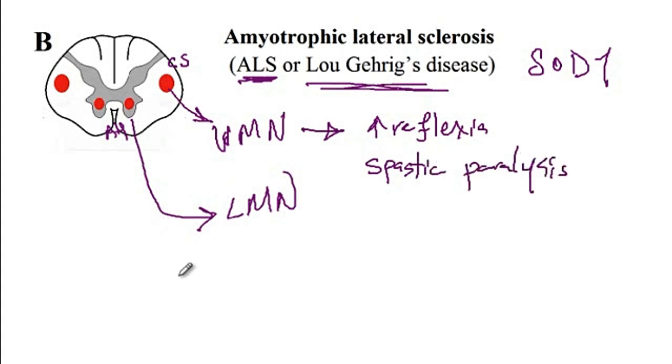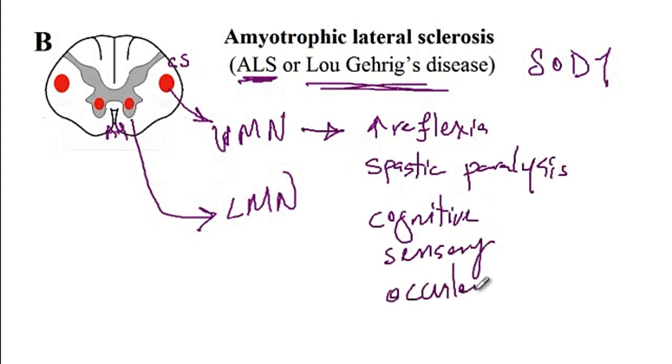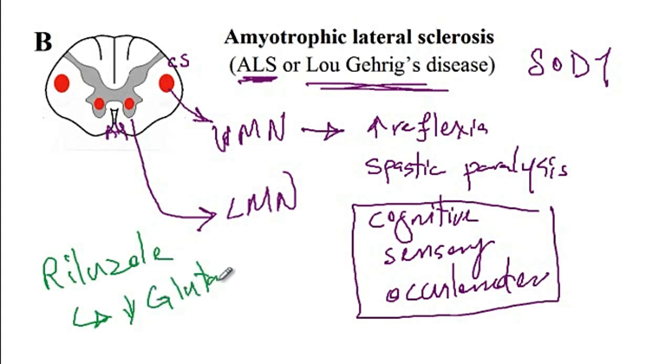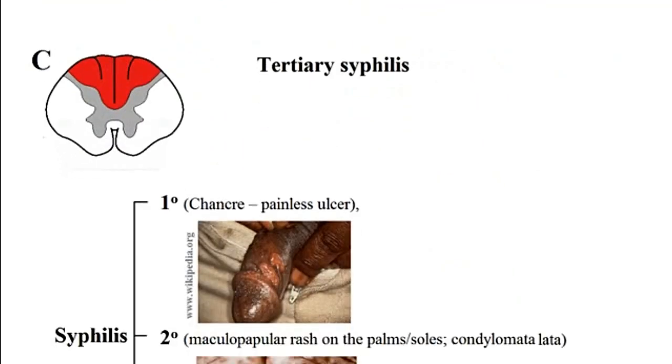And then you should also note that the cognition, sensation, as well as the oculomotor function remain intact in patients with ALS. Now, in terms of the treatment, you can give these patients riluzole, which decreases the presynaptic glutamate release, and it has been shown that it increases survival in patients with ALS.